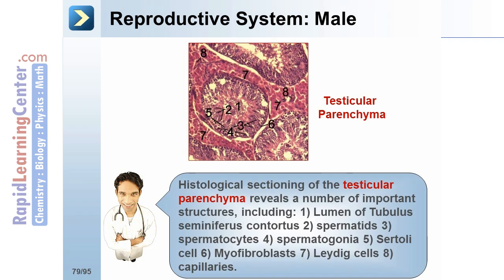Histological sectioning of the testicular parenchyma reveals a number of important structures, including the lumen of tubulus seminiferus contortus, spermatids, spermatocytes, spermatogonia, Sertoli cells, myofibroblasts, Leydig cells, and capillaries.